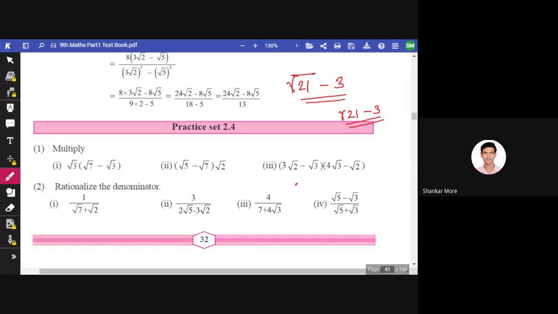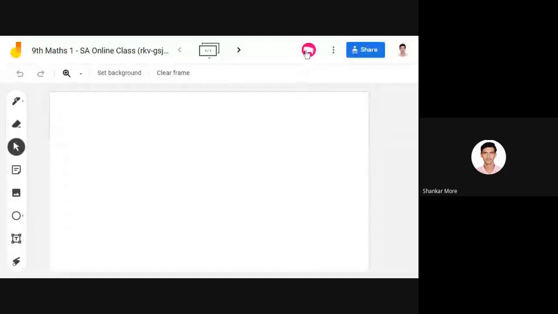Okay, so the Jamboard is shared here. How many of you can access this? How many of you can open this on computer? Whoever has accessed this Jamboard, please write your name on the Jamboard. Write your name.